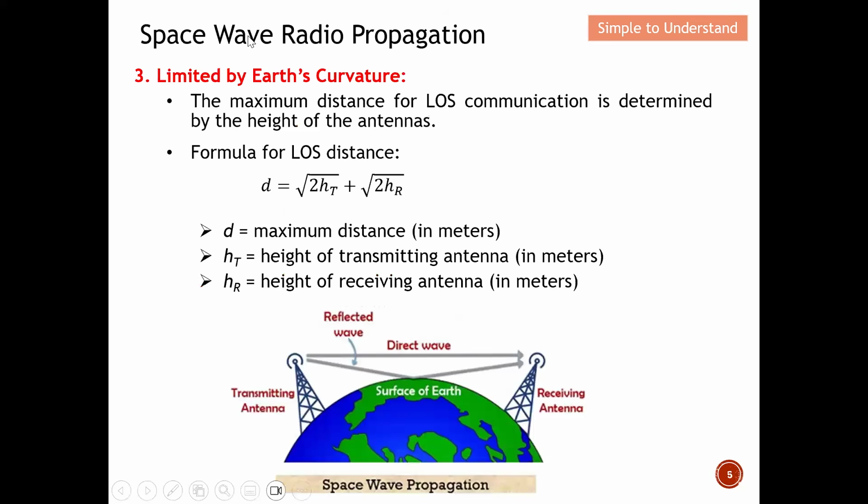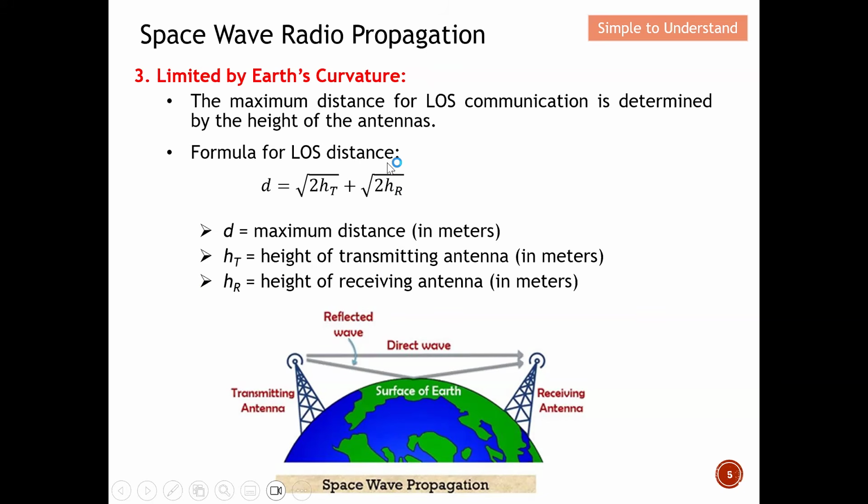Third, we are actually limited by the Earth curvature. As you can see from here, imagine the antenna is slightly shorter, then the Earth will probably disturb the line of sight. So the maximum distance for line of sight communication is determined by the height of the antenna. This is the formula to calculate the maximum distance for line of sight to happen. So from this equation, you can see that it is a function of the height of the transmitting antenna and also the receiving antenna.